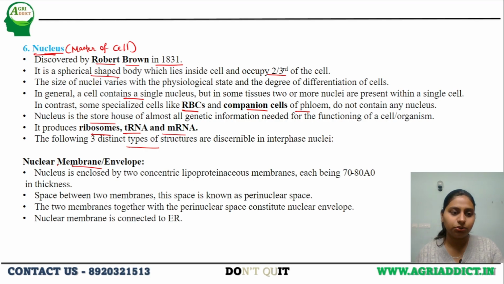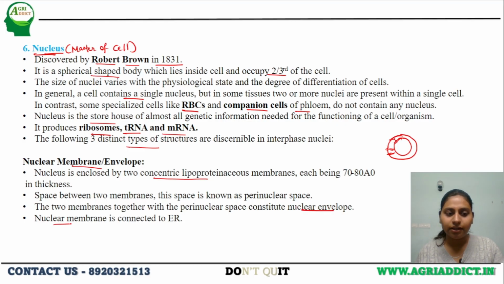First, we'll study the nuclear membrane or the nuclear envelope. The nucleus is enclosed by 2 concentric lipoproteinaceous membranes. That is, if you consider this as the nucleus, it has 2 membranes, it is a double membrane bound structure, and these membranes are made up of lipids as well as protein, about 70 to 80 angstrom thick. The space between the 2 membranes is called the perinuclear space. The outer membrane, inner membrane and the perinuclear space together are called the nuclear envelope.